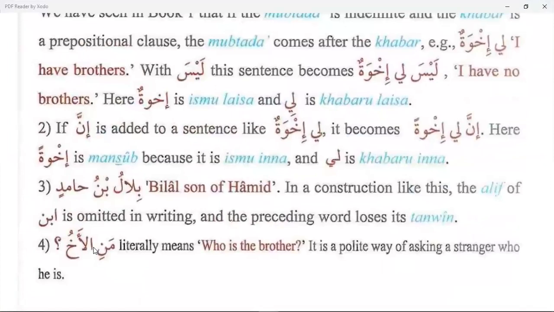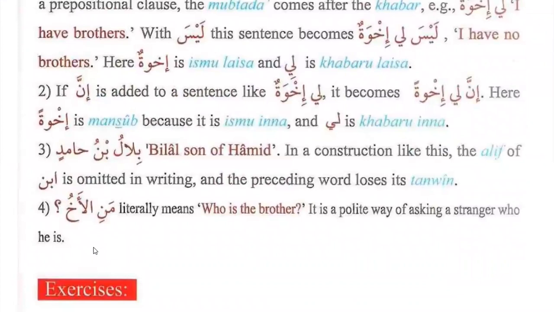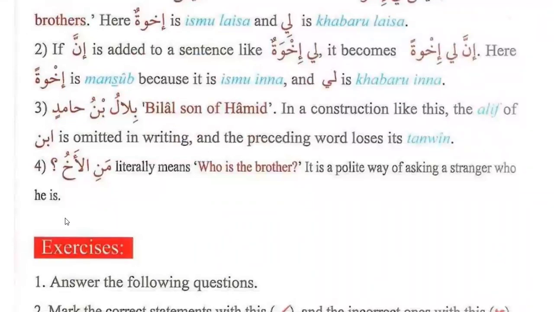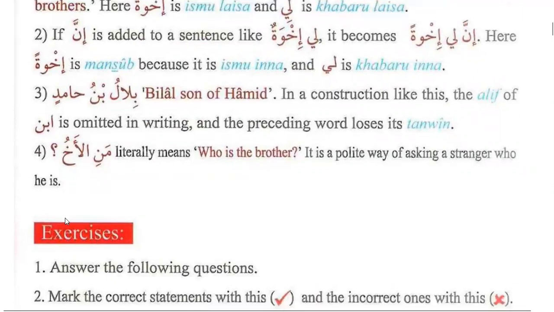Miss Amin Abdi Hassan. Yes, teacher. Assalamu alaikum. Wa alaikum assalam. Bilalun bin Hamidin. Bilal, son of Hamid. In a construction like this, the alif of ibnu is omitted in writing and the preceding word loses its tanween. So when the word ibn is between two proper nouns, then alif will be deleted. So here Bilal and Hamid are two proper nouns and Bilal is the muzaf of Hamid. So the alif of ibn will be deleted. Next. Minal akhu literally means who is the brother. It is a polite way of asking a stranger who he is. Any question?